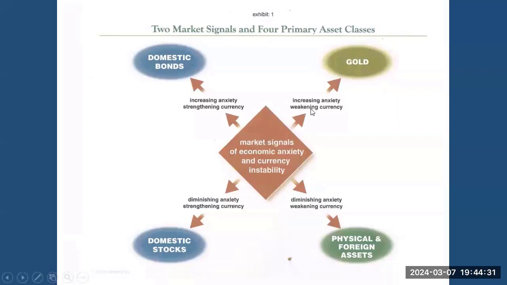Increased anxiety and inflationary issues. Gold loves that. Go buy gold. Just put it in the safe deposit box. Watch the whole world crumble, and then you have gold. Down here, you have risk is falling and inflation is not an issue. Stocks are a great place to be. Over here, risk is not an issue, but inflation is an issue. That's real estate. And he doesn't mention other commodities. I'd probably put them in there, but foreign assets would work well.